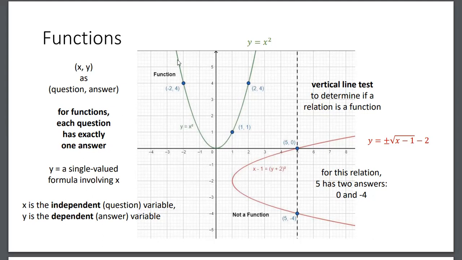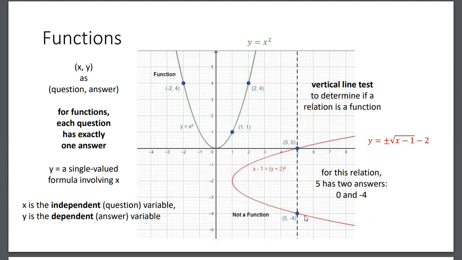Looking at y equals x squared, this graph, for every question, there's exactly one answer. For the question 1, it's 1. For the question 2, it's 4. For -2, it's 4. It doesn't matter if two different questions happen to have the same answer. The key point is that every question has exactly one answer.